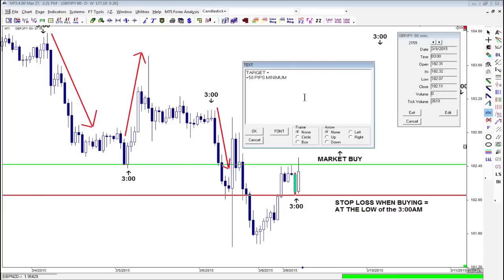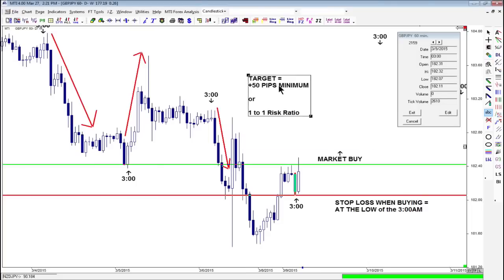Once again, the average daily trading range is at least 50 pips, so we're going for 50 pips minimum, or a 1-to-1 risk ratio, just like that. So let's come in here now. I'm going to take what's called my box information tool. It's going to measure the amount of pips we are risking on this trade. We are risking on this trade 36 pips.